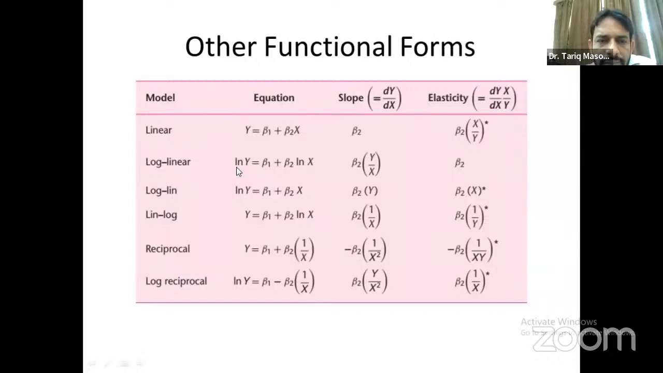Now the question is, what is the meaning of beta 2 in this model? In the case of double log model, what is the meaning of beta 2? In the case of first model, linear model, beta 2 is marginal effect. It is change in y due to 1 unit change in x. But what is the meaning of beta 2 in the second model?